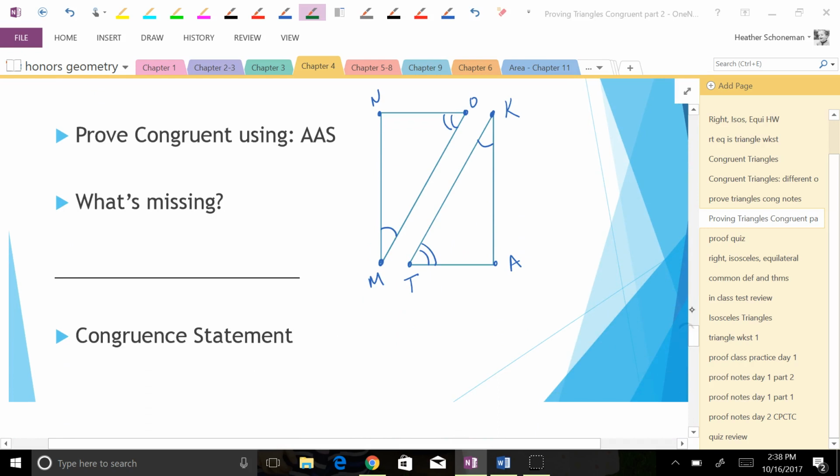Okay, these problems are different. I have not marked all the information on the picture that you need. So you're going to have to figure out what is missing and then also write a congruent statement, because we can never get enough practice with that. So this one wants angle, angle, side.